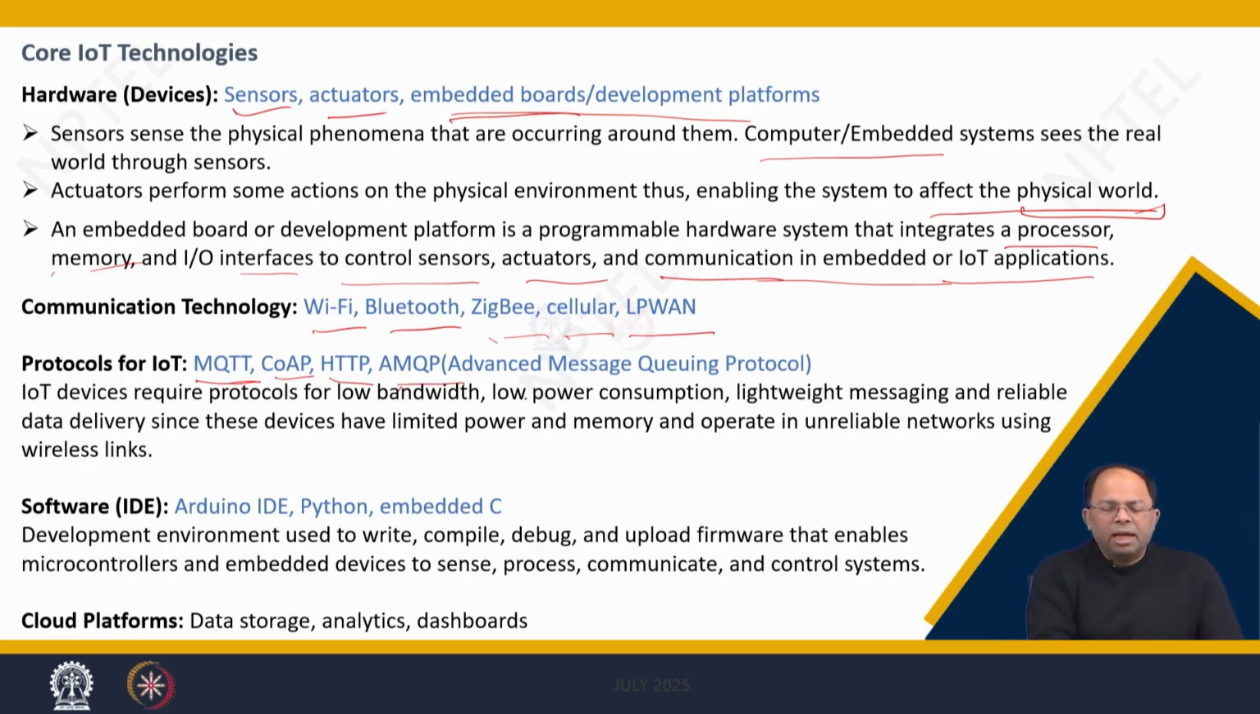We have done all this earlier, and AMQP is a new one. This is the Advanced Message Queuing Protocol, and most of these protocols, except for HTTP, are not that heavy, but they still don't have that much low power consumption, or they're not that lightweight. Still, most IoT devices require protocols for low bandwidth, low power consumption, lightweight messaging and reliable data delivery, since these devices have limited power and memory and operate in unreliable networks using wireless links, mostly wireless links, right? So that's why the protocols become important.